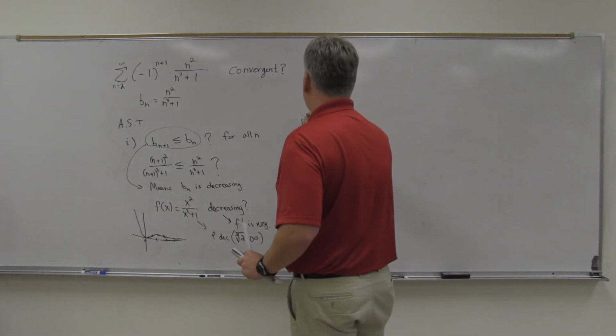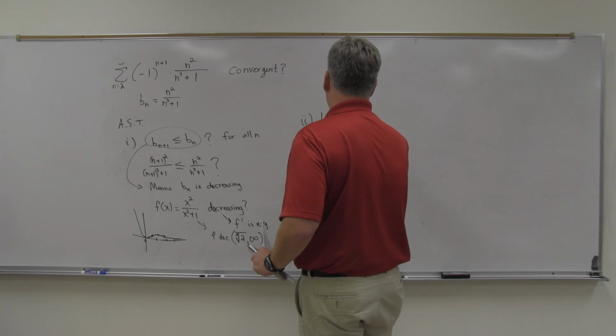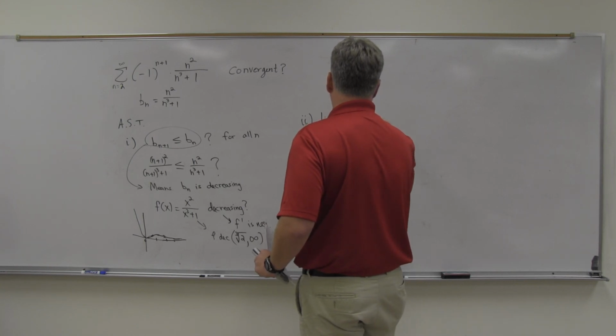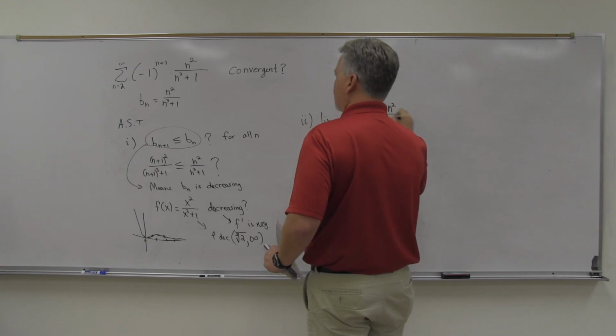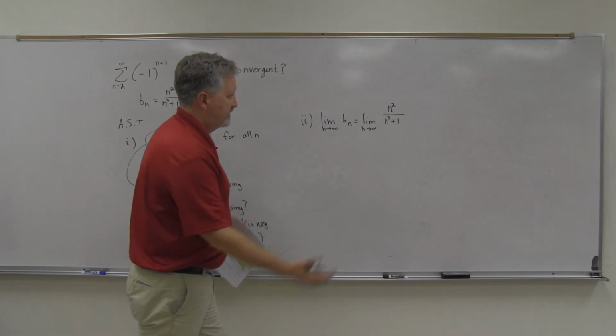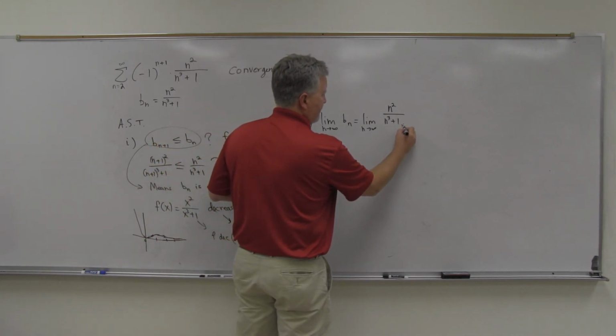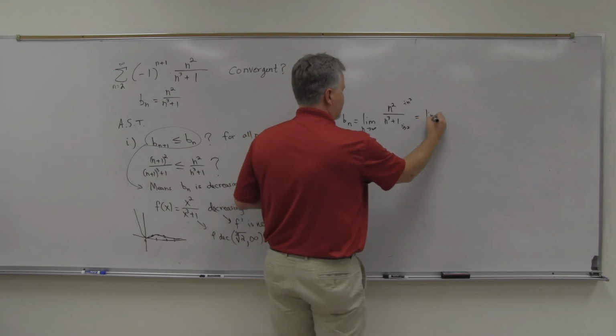Of the alternating series test, what is it? The limit as n goes to infinity of b sub n. Hopefully that'll be a little easier here. So that's n squared over n cubed plus 1. Just do that limit. Easy enough to verify that. Divide top and bottom by n cubed.